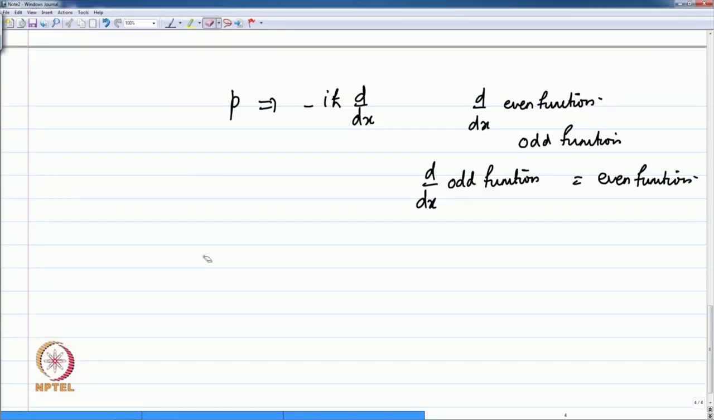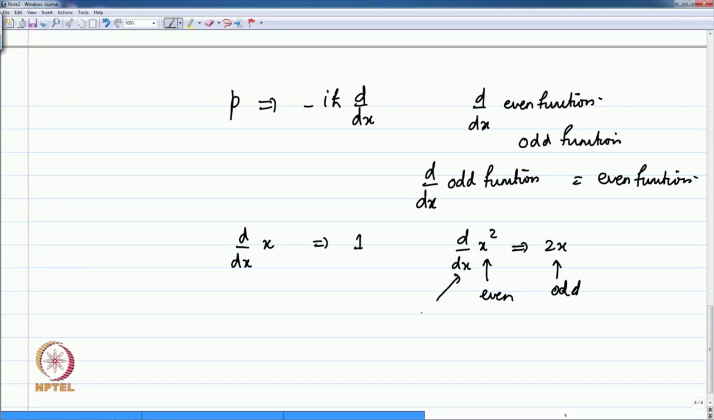For example, if you do the derivative d by dx of x, an odd function because it changes sign, it is going to be 1, which is even, independent of the sign of x, in this case, of course, independent of x as well. But what about d by dx of x square? It gives you 2x. This is even, this is odd. In a sense, you can see this because the derivative has the odd character.